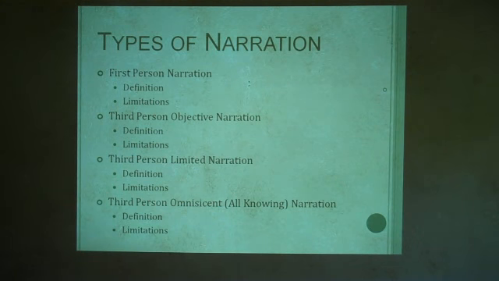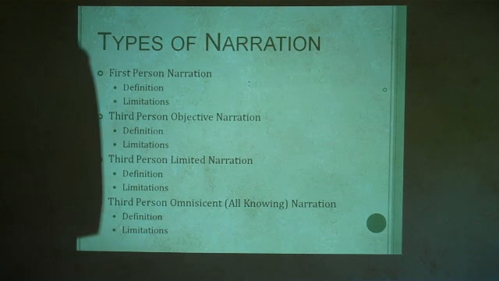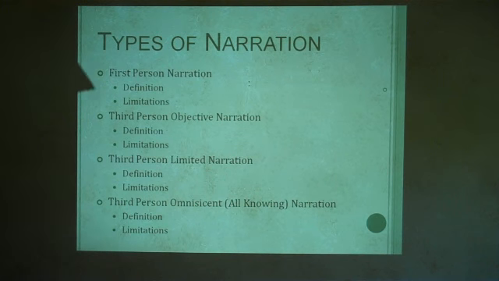Think about the nursery rhyme "Jack and Jill." Jack and Jill went up the hill to fetch a pail of water. Jack fell down and broke his crown, and Jill came tumbling after. This story is told by a third-person objective narrator. We know the events of the story. 2 people went up a hill because they wanted to get some water, but we don't know their feelings or thoughts.